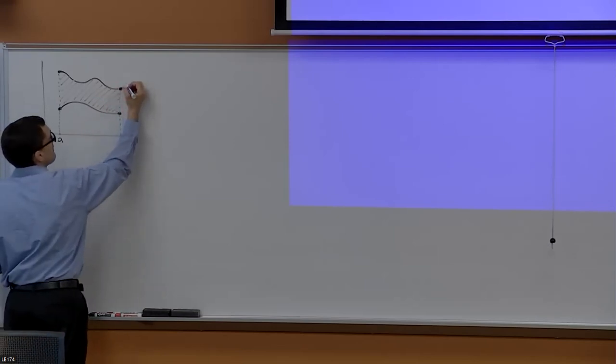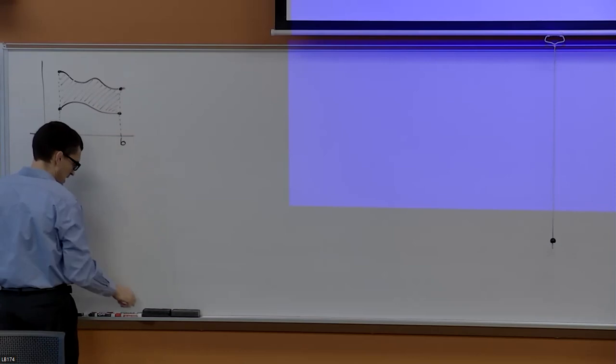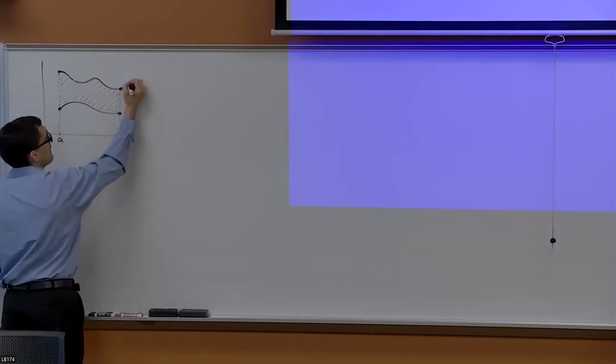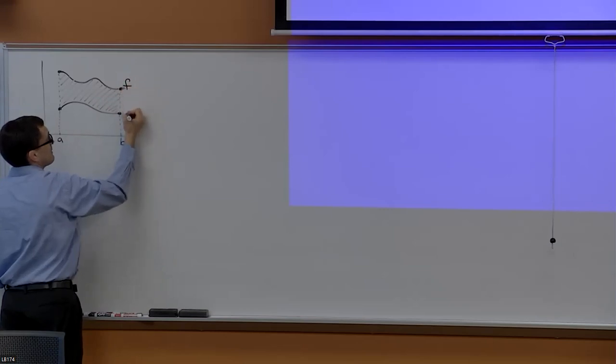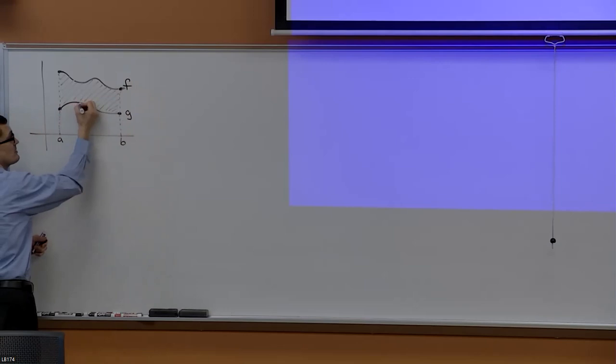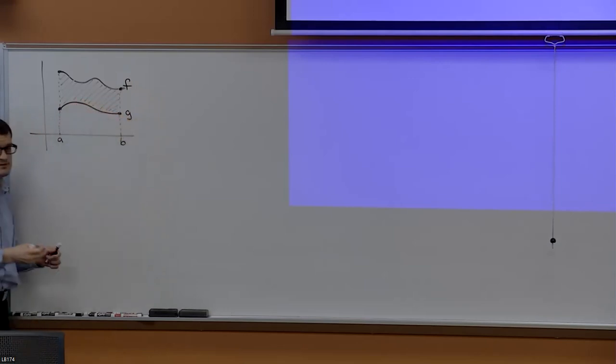Now we'll call the top one F and the bottom one G. All right, so the top one is the function F, the bottom function is the function G, just so we have common language. So we want to find the area between F and G between these two values, whatever they happen to be.